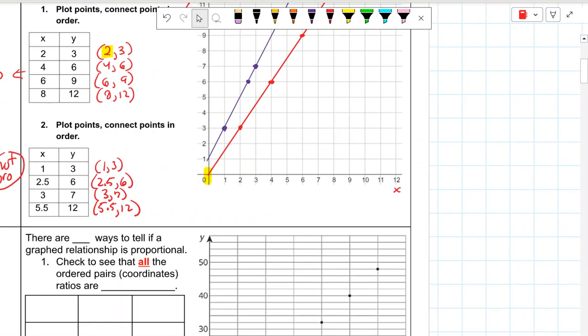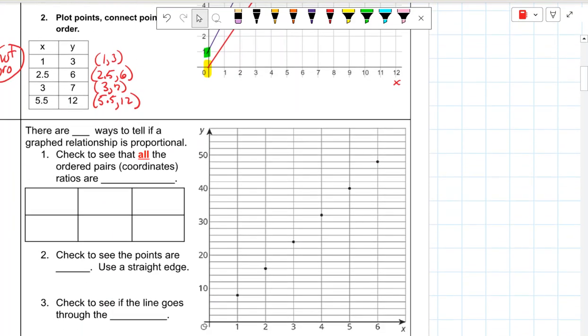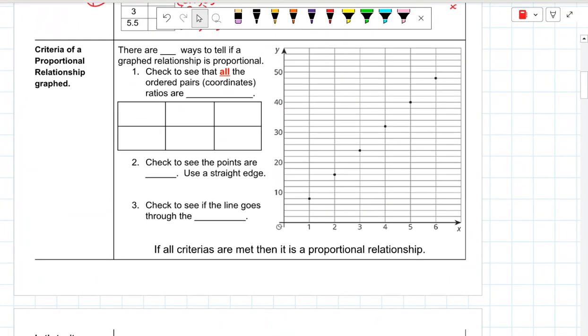Difference number 1 is straight lines and going through the origin. And you can tell that our second line is not going through the origin. It's actually missing the origin. It's right there. All right, on to the next part.